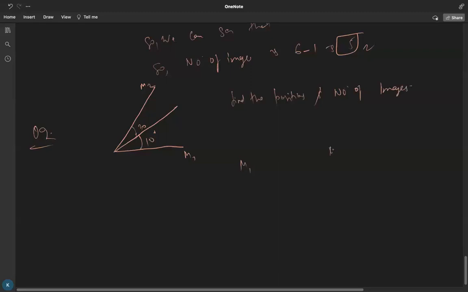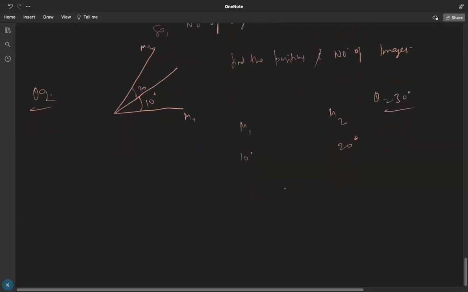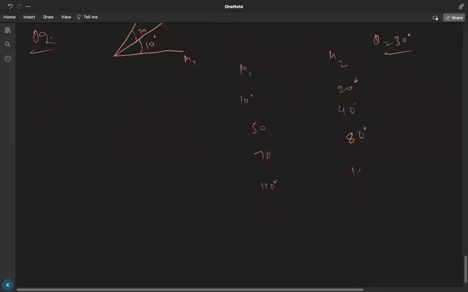So there will be M1, there will be M2. Start writing it from 10 degree, because from M1 it will be 10 degree, M2 20 degree. And the theta is actually 30 degree. That means the 2 mirrors are inclined at an angle of 30 degree. So let's start writing. So 30, 50, start adding 30 degree in the inverse way. 40, 70, 80, 110, 100, 130, 140 degree, 170 degree, 160 degree.